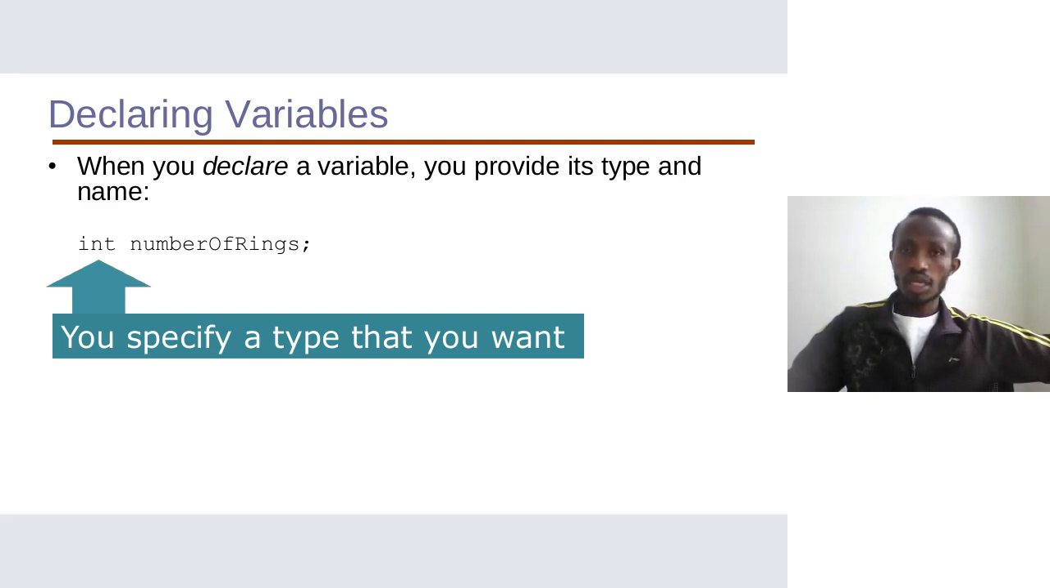Just like the word sounds, it's supposed to contain 8 bits. So if you have a value that you want to represent using 8 bits, that is, if your value is between negative 128 to positive 127, then you'll use the byte type.